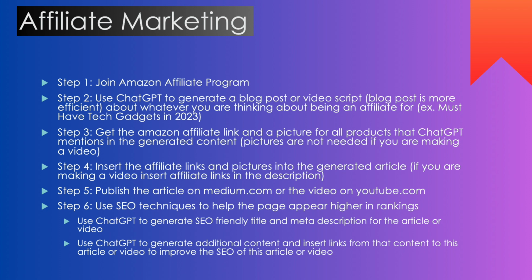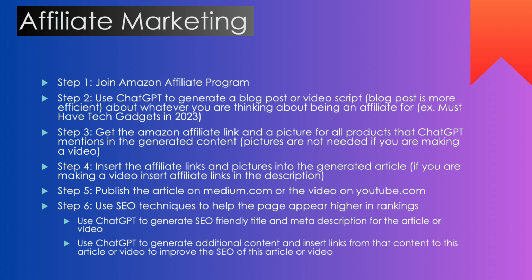The first step is you need to join the Amazon affiliate program. Now, what this program does is it allows you to basically become an affiliate marketer for any product on Amazon. So you just get a link and you can put that link anywhere on the internet. And if somebody buys the product through that link that you've posted, then you'll get a portion of the money from that sale.